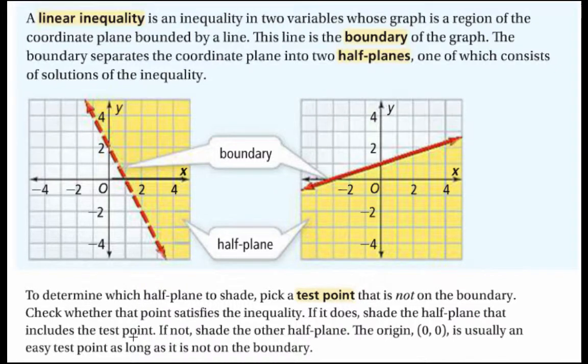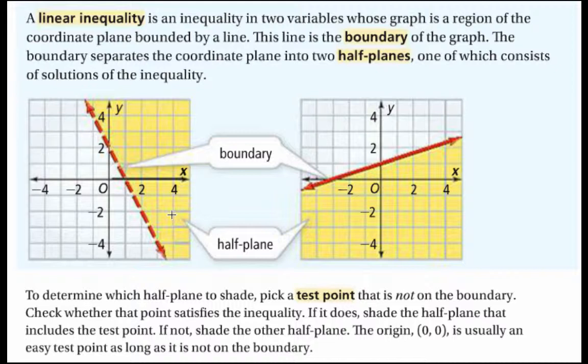So here we have a graphic. We have two different linear inequalities graphed. We have a boundary line, and we'll talk about what's the difference between a dashed boundary line and a solid boundary line. And when we graph these, we will have to shade part of our graph. The shaded part represents the solution set to the inequality. And we call those half planes. So our boundary line cuts the coordinate plane into two halves, one of which is our solution set, one of which is not. And the boundary line may or may not be a part of the solution set.